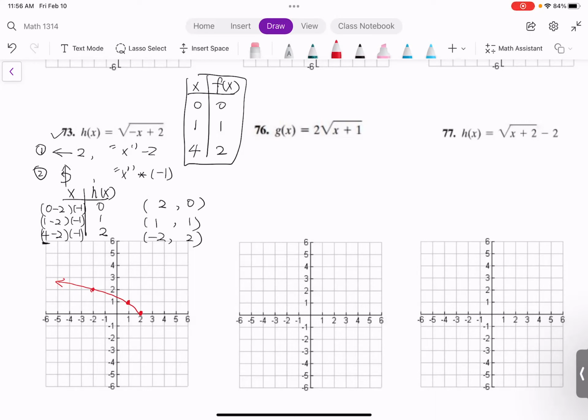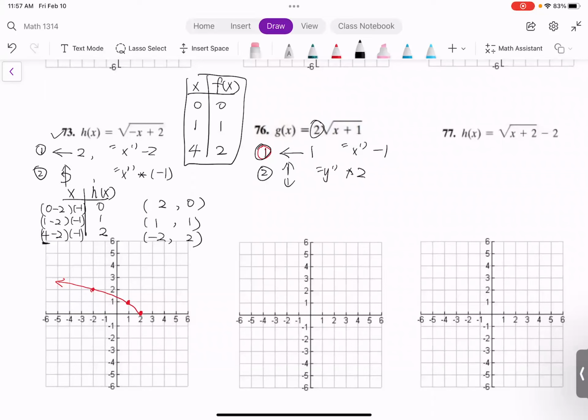Next one, let's identify the transformations from inside. Let's use a different color. From inside, we have x + 1. That means we are moving to the left 1 unit. All the x are subtracted by 1. Second transformation, outside we have a 2. That means vertically stretch. So all the y are multiplied by 2.